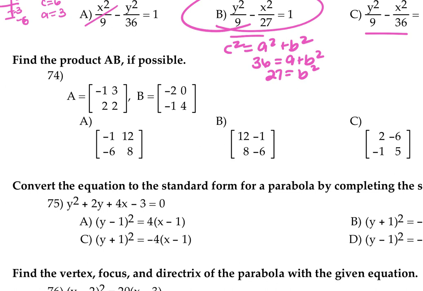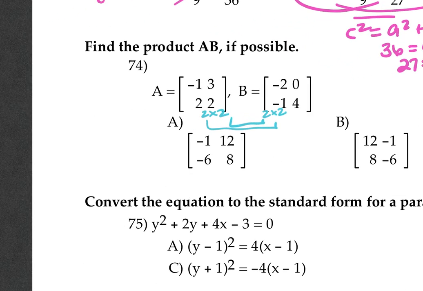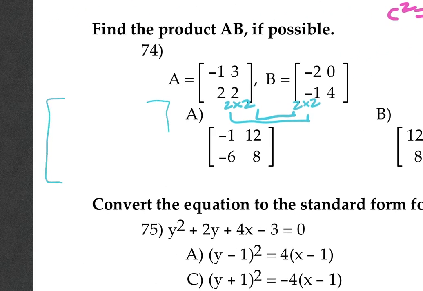74, we're multiplying matrices. This is a 2 by 2 and a 2 by 2. The middle two match, so I can be done. The outer two is the answer. It's a 2 by 2.